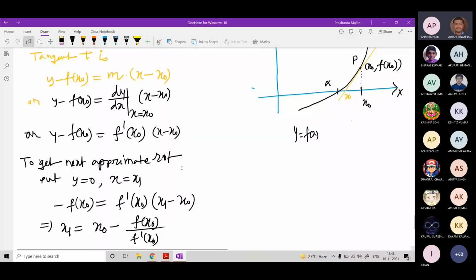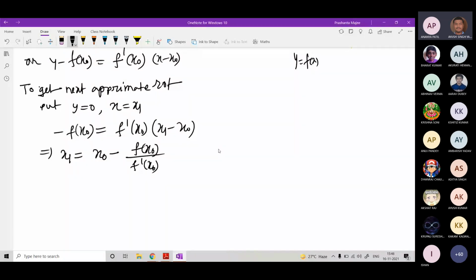Now what will be the general formula in the nth step, in the nth iteration? What will be xn plus 1 if xn is known to you? The general formula: xn plus 1 will be xn minus f of xn over f dash xn. This is the general formula in the n plus 1th step.